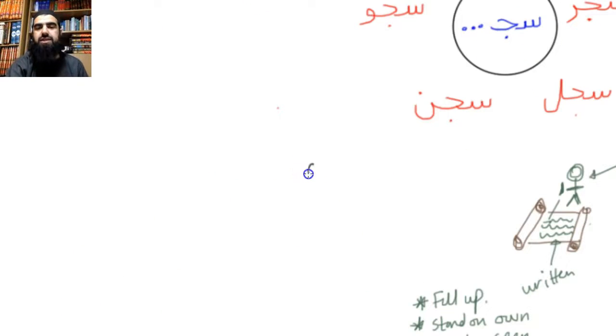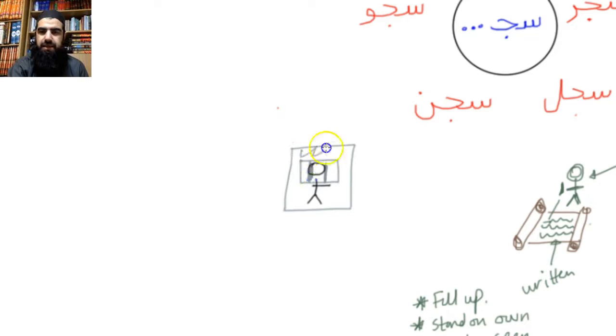All right, next word. The next word is Sijn. So Sijn, this is a word for prison. A prison the Arabs call a Sijn. So Sajjana, something that restricts people. Like what does a prison do? It kind of keeps them locked away. It kind of humbles them. It lowers them. It makes them unable to do the things that they should do. Right. So this is called a prison.